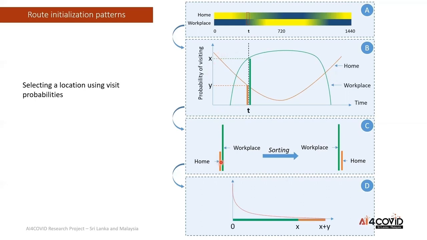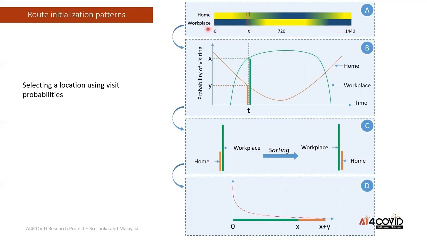So what we are going to do is we are going to take these two probabilities, and we are going to sort it in the descending order, and we're going to put it in the x-axis of a Poisson distribution, and we are going to select a random number. So after that, we can identify if that falls under 0 and x. That means that he's more likely to go to the working place. So like that, we are going to select a location based on these two matrices.